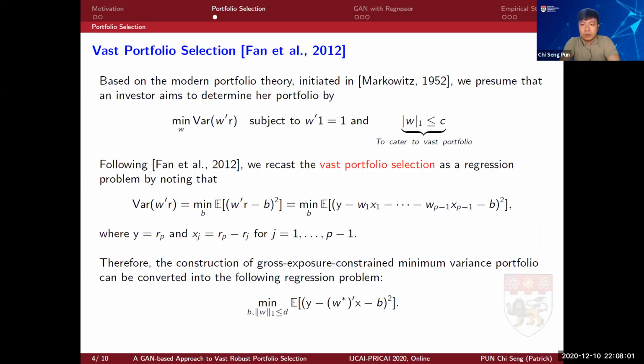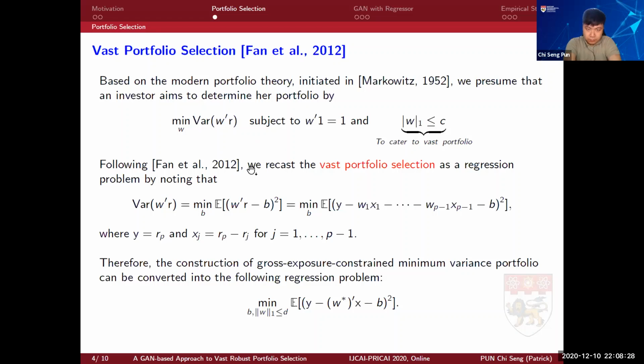So to this end, we may quickly revisit the classic portfolio selection problem. Here, we are going to find the W that minimizes the variance of the portfolio wealth. This one characterizes the risk, and this constraint is a budget constraint, and this is a gross exposure constraint introduced to address the curse of dimensionality issue.